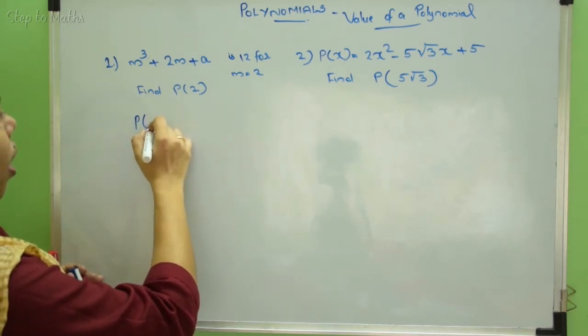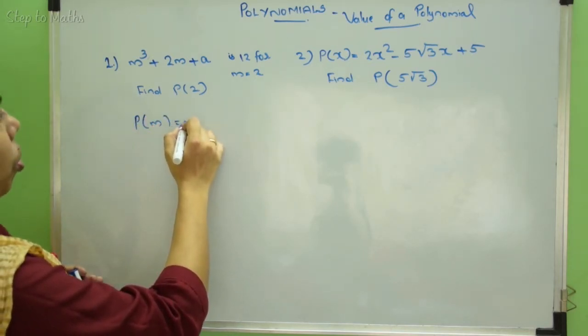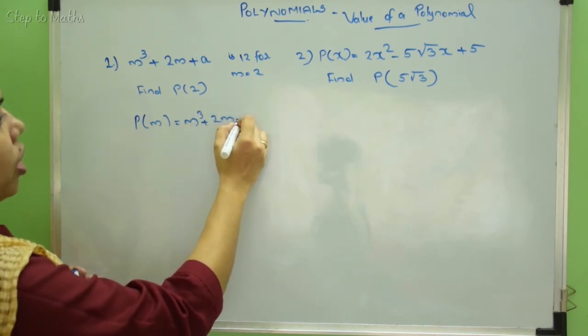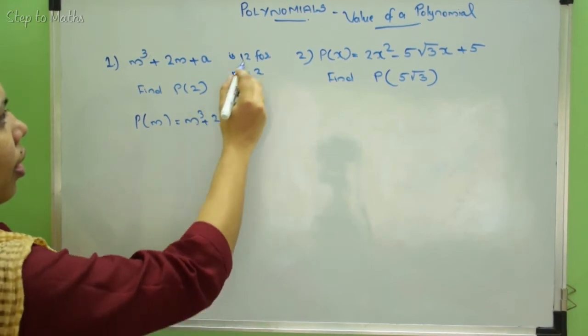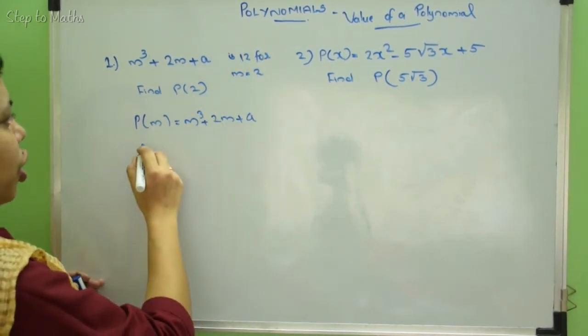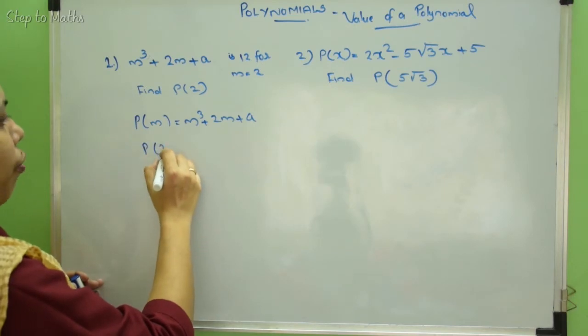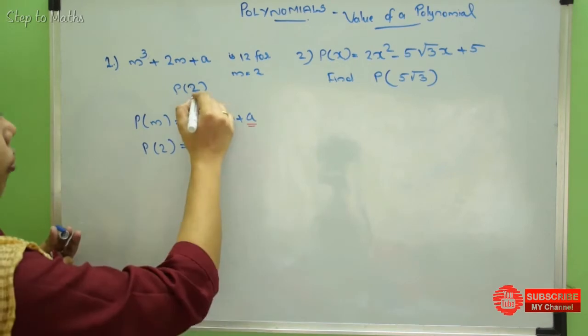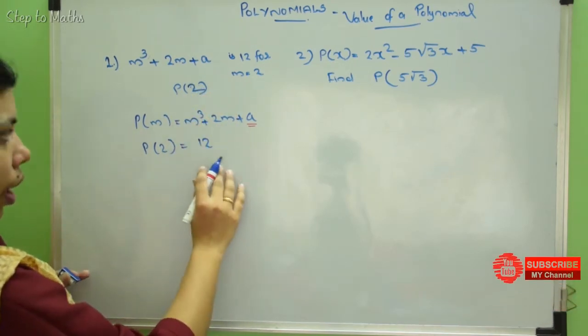P of m equals m cube plus 2m plus a, and its value is 12 for m equal to 2. That means p of 2 equals 12. Then find the value of a.